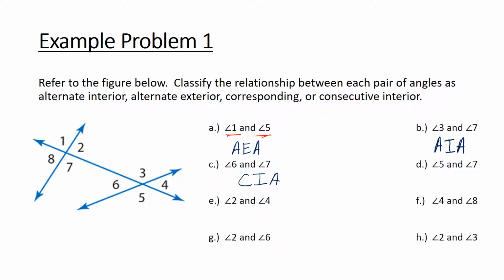The next one, we have angle 5 and angle 7. In this case, one is on the interior, one is on the exterior, and they are on the same side. If you look over our angle definitions, this makes them a pair of corresponding angles.